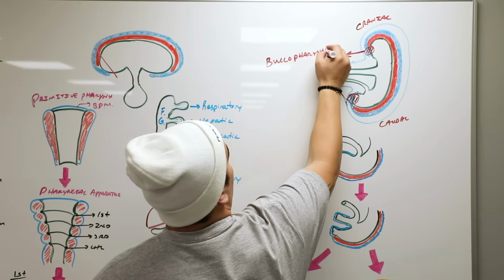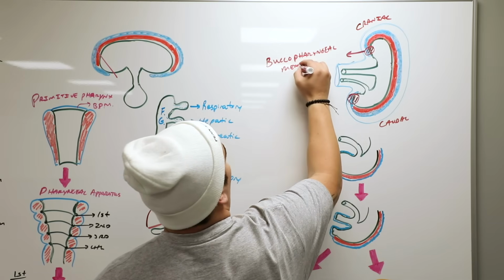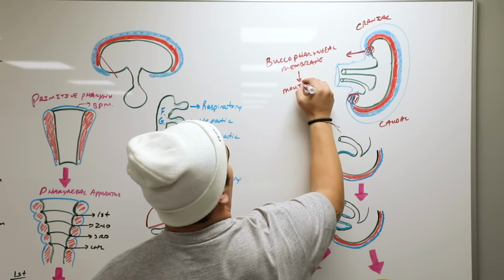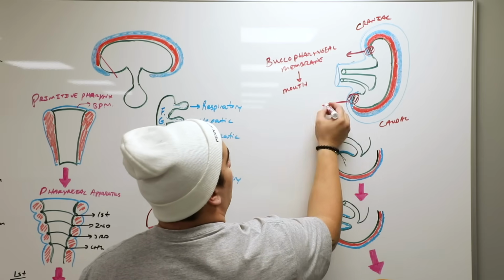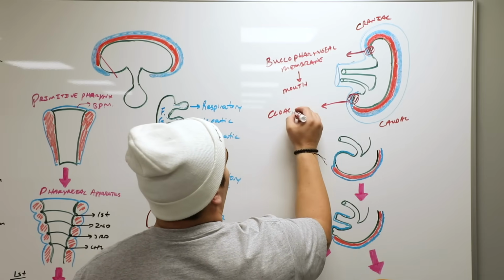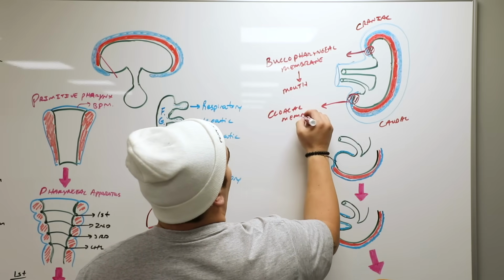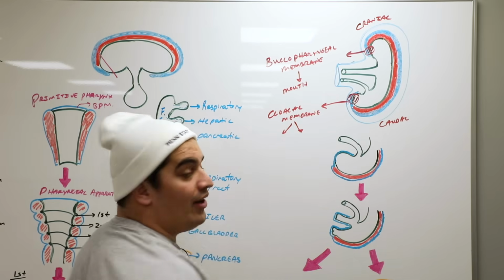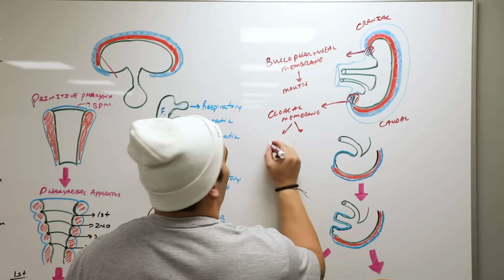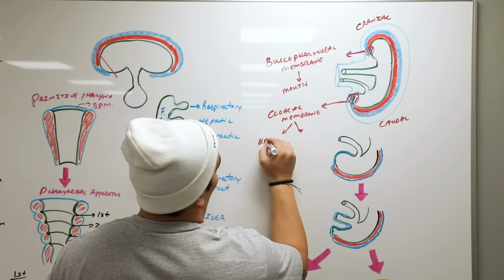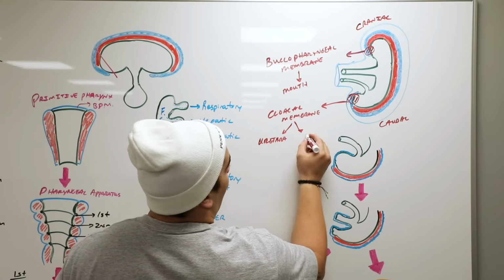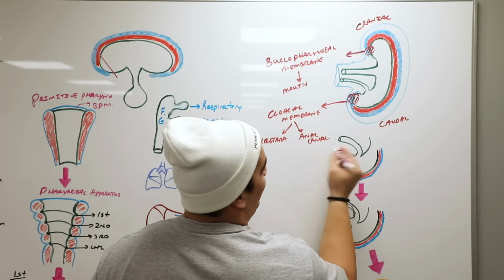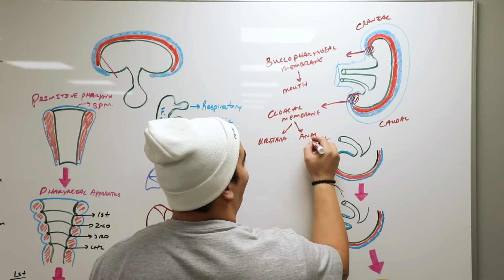buccopharyngeal membrane. And what do we say happens when this breaks down? What does this become? The mouth. And then this one is called your cloacal membrane. And the cloacal membrane, once this breaks down, becomes two structures: your drainer and your stainer, okay? It's going to become the urethra, and it's also going to become the anal canal. Right? So an easy way to remember that is your drainer and your stainer, okay?